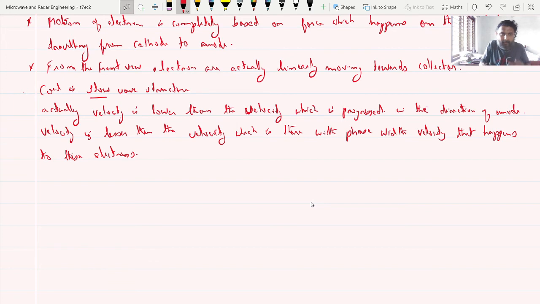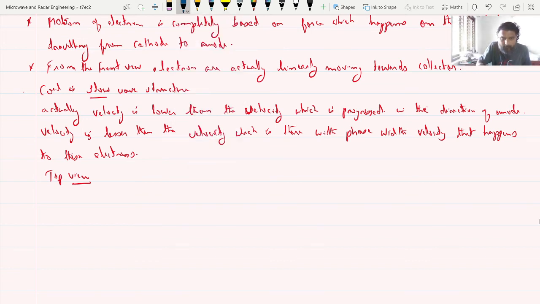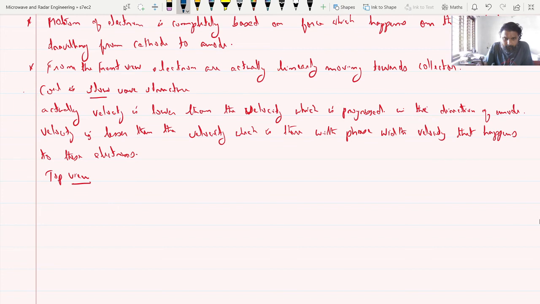So that is the case of front view. I will take the top view. I have drawn it here, otherwise I will draw the diagram once more. That is good. Like this it will go. One minute, I will draw it properly.